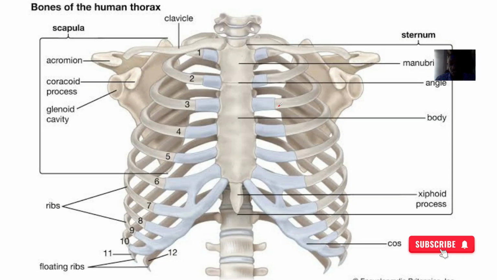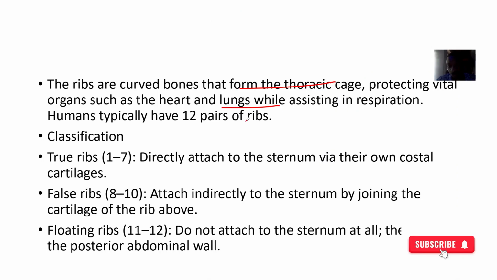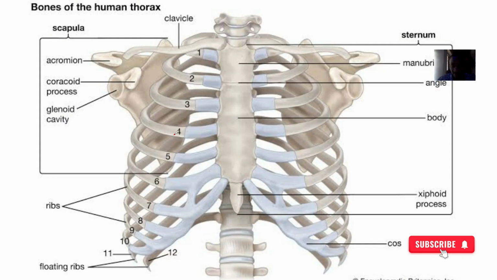So the rib cage has a lot of ribs, but there's a way we classify these ribs so that we can easily study them. We have the true ribs. Those ones directly attach to the sternum, and you can see that from rib 1 to rib 7. You should see that they are true.